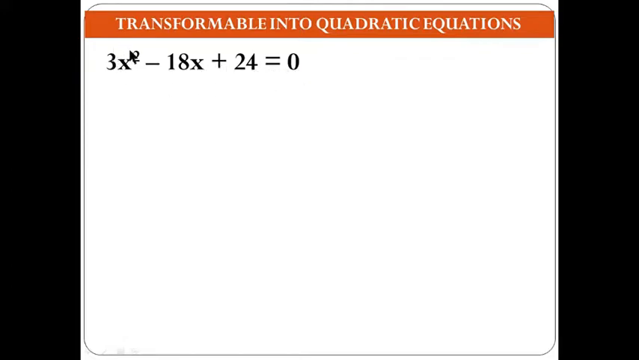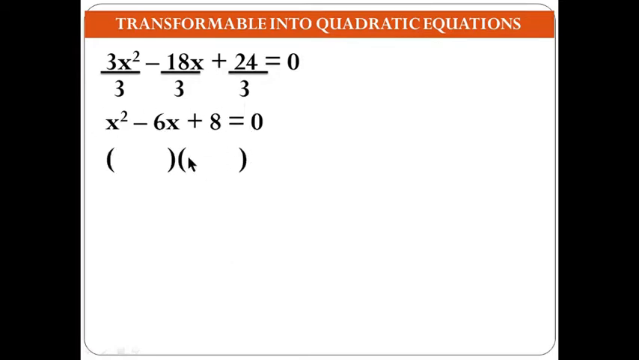Kailangan dapat yung ating quadratic term ay yung kanyang numerical coefficient ay equal sa 1. So, ang gagawin is divide lahat ng terms ng 3. Pag dinivide sa 3, 3x squared divided by 3 ay x squared na lang. Minus 18x divided by 3 is 6x plus 24 divided by 3 ay 8. So, now we can identify yung ating factors.